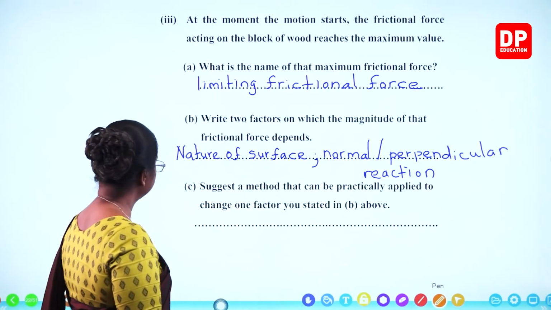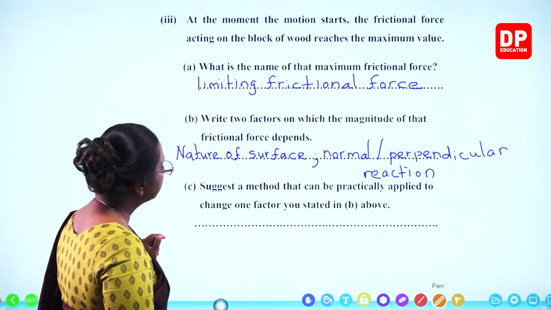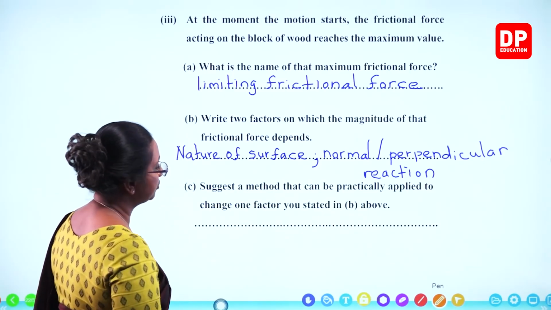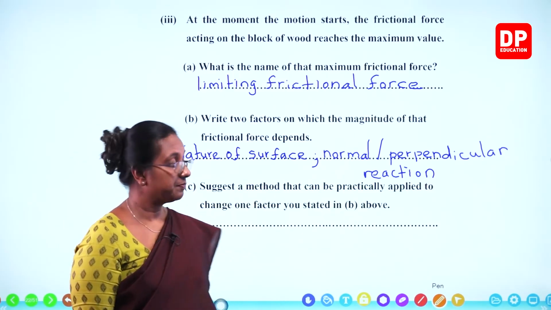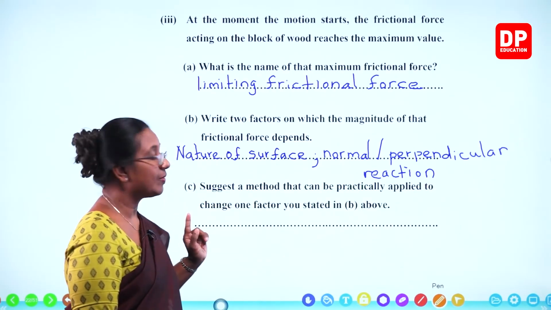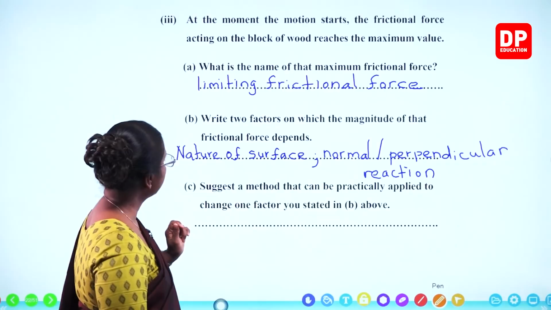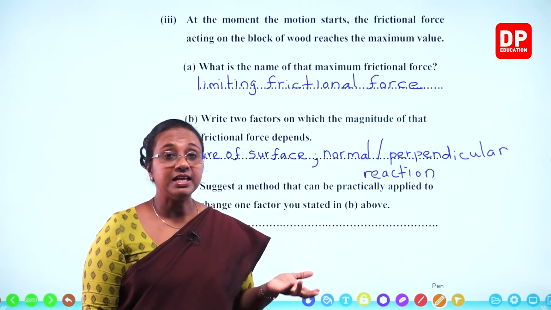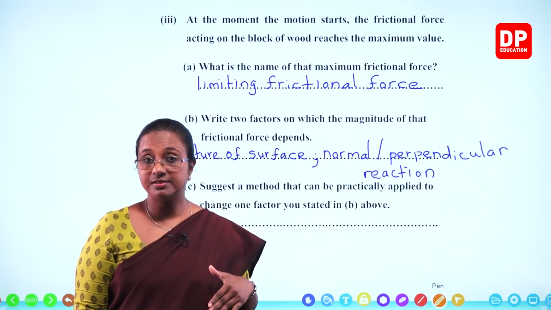Then the next one, C part. Suggest a method that can be practically applied to change one factor you stated in B above. Now we have stated two factors. How can you change one factor? Now if you want to change the nature of surface, what can we do? We can either increase the roughness or decrease the roughness.